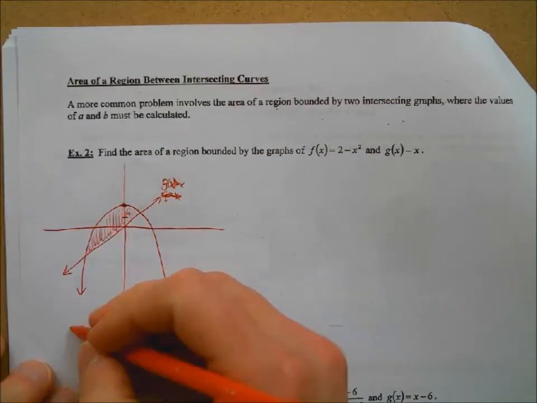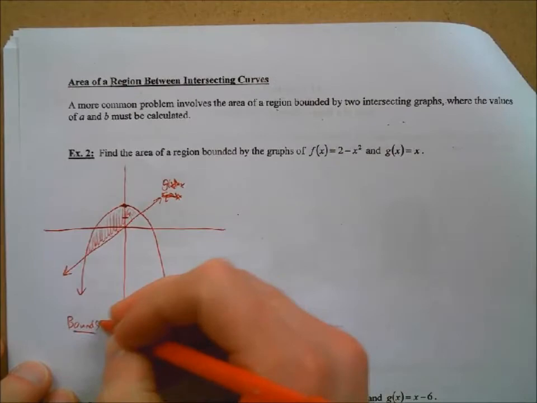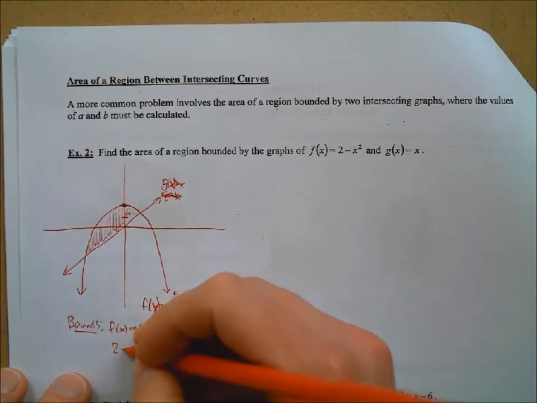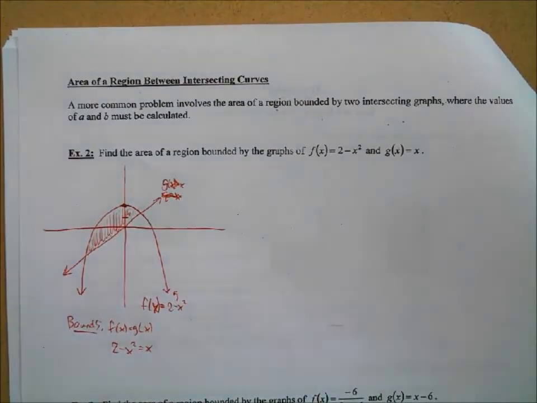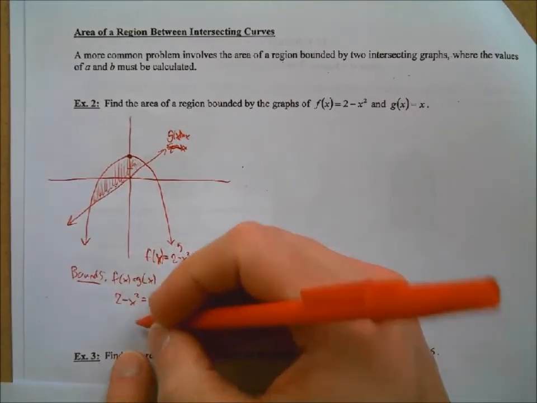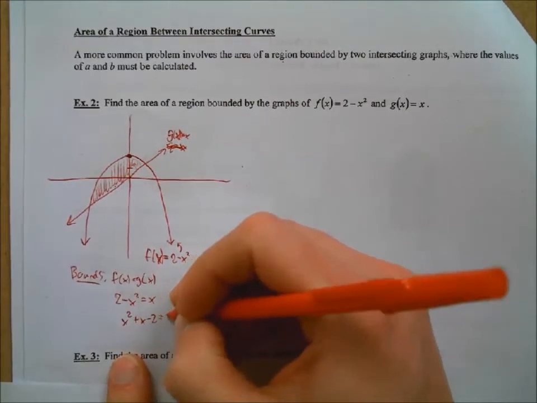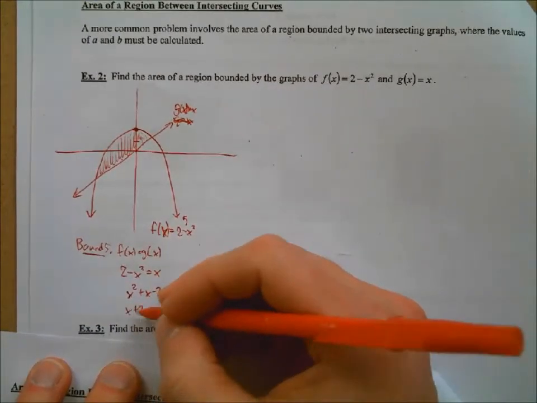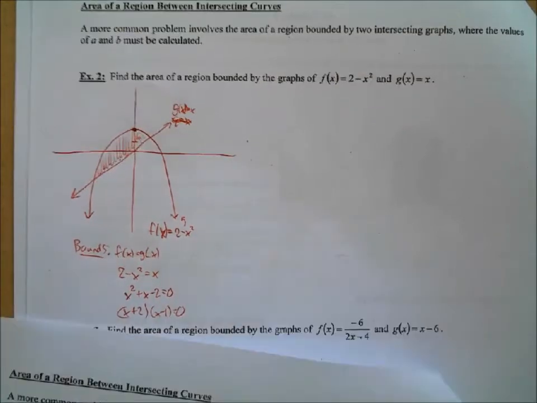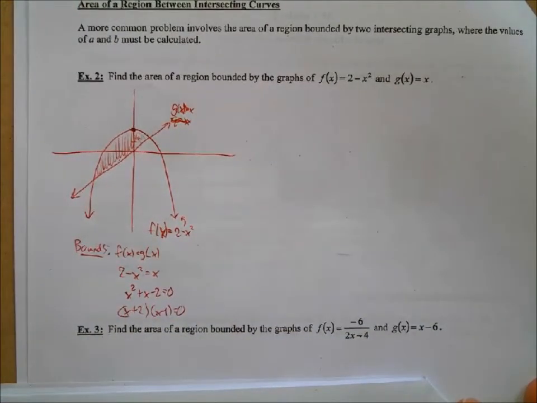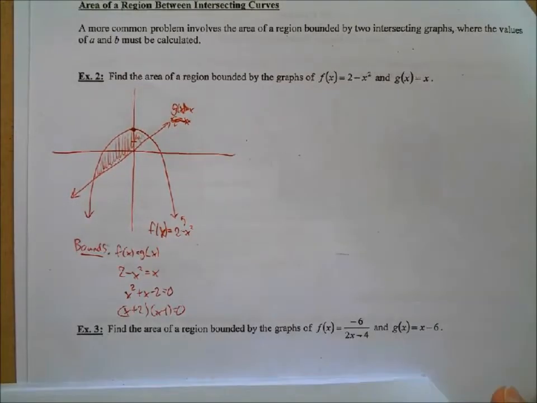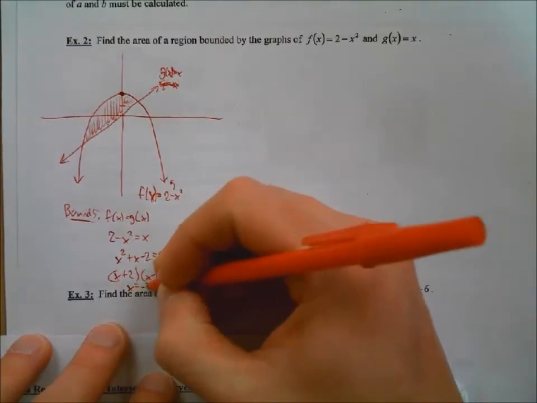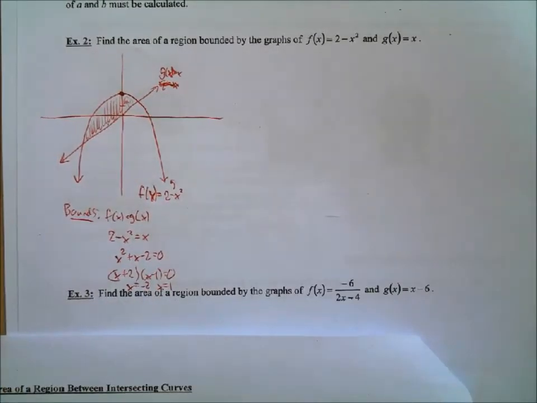So to find our bounds, we're going to set f of x equal to g of x. So 2 minus x squared equals x. I'll move everything over so it's equal to 0. So we end up with x squared plus x minus 2 equals 0. This does factor to be x plus 2 and x minus 1. If it didn't factor, what would we need to use? Quadratic formula. That's right. But this one does factor, thank goodness. And so we get x equals negative 2 and x equals 1 as our bounds.